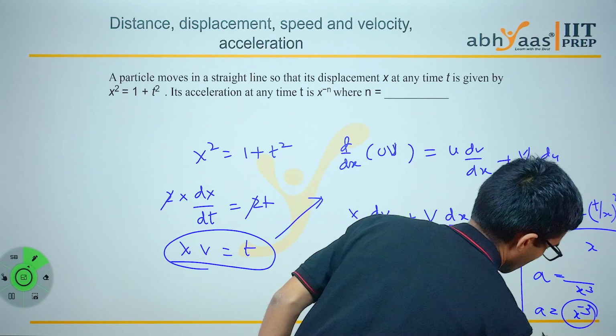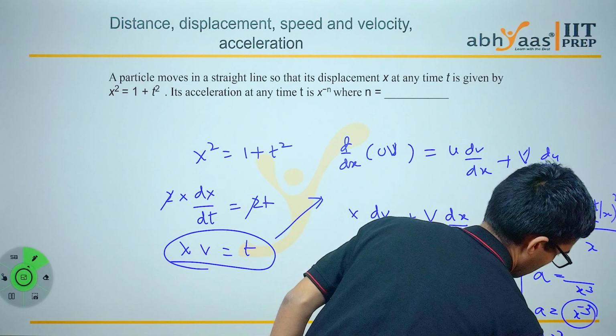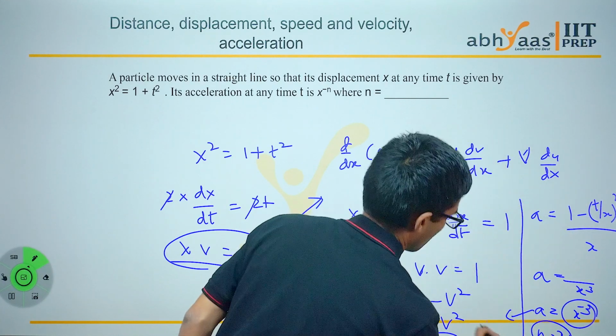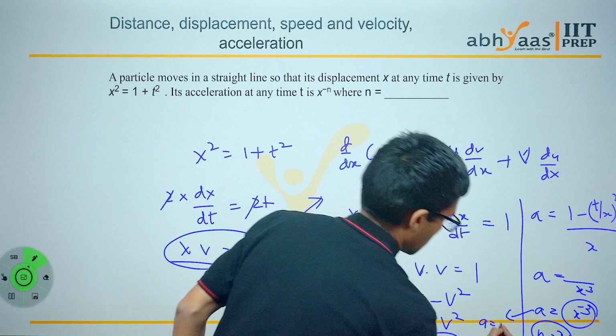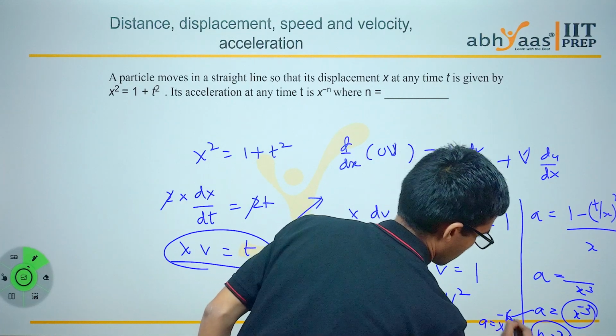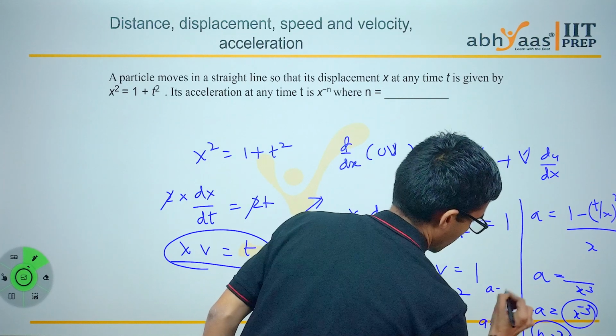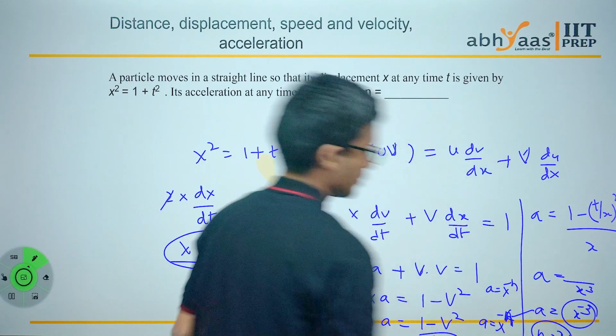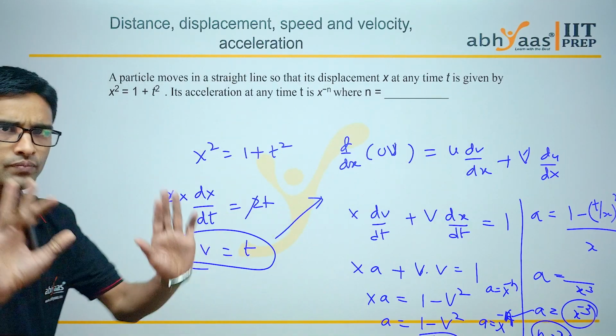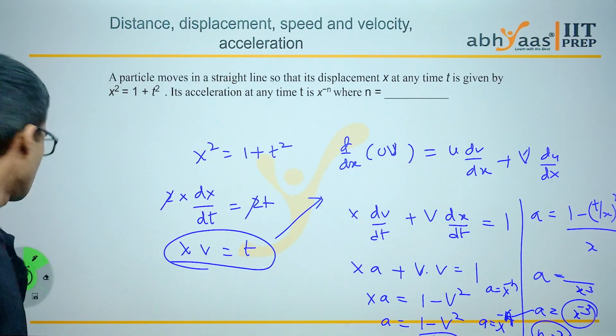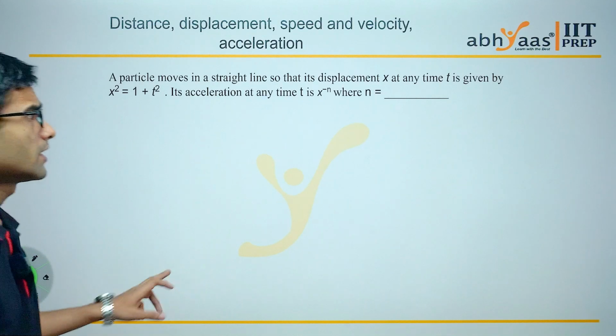So if you say n equal to 3. If you compare this one with the expression given in the question, a is equal to x power minus n, a is equal to x power minus n equal to 3. So easy, you only need to understand differentiation concepts, then you can solve any type of problem.